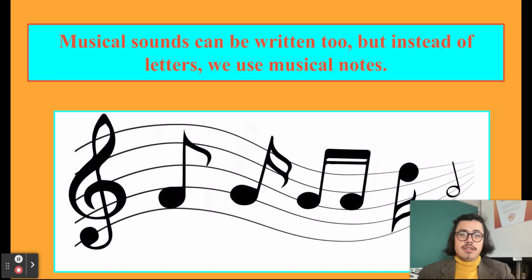Musical sounds can be written too. Instead of letters, we use musical notes, and we use those musical notes on a pentagram and all that kind of stuff. But we're going to get into it in just a moment.